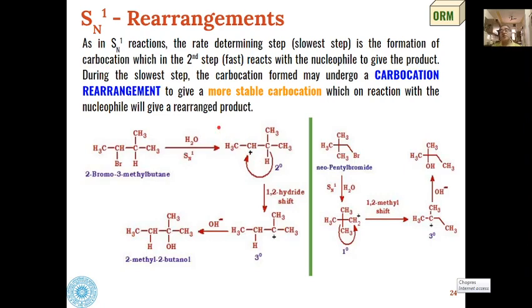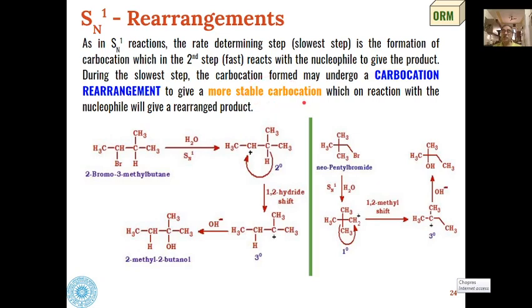Then, as we have seen, in the first step carbocations are formed in SN1 type of reactions, and the rate of reaction is determined based on the stability of the carbocations. So when a carbocation is formed during SN1 reactions, it tries to change into a more stable carbocation, and this leads to the formation of a product which is an abnormal product.